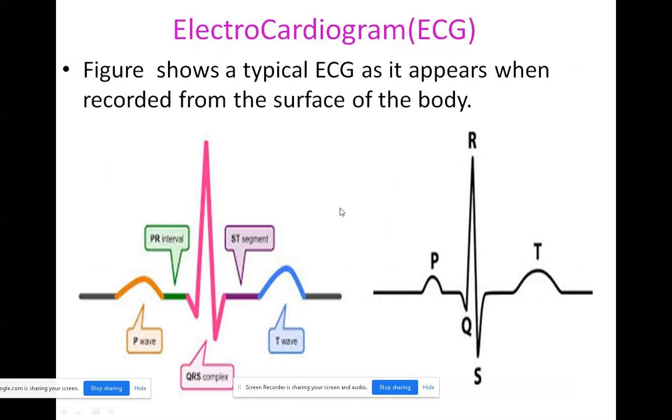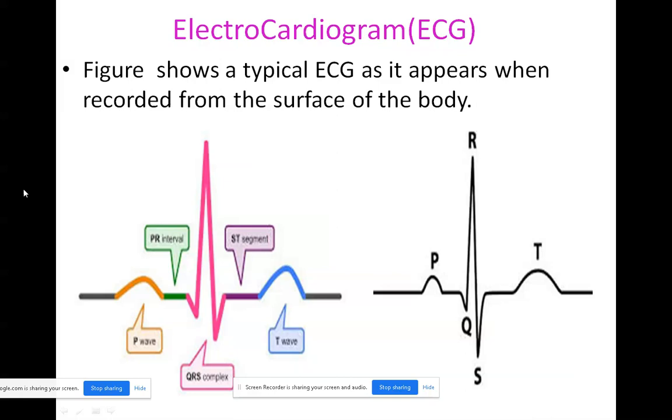So the ECG signal recorded from the surface of the body will look like this. This signal will be named P, and then here the low signal will be named Q, then the peak signal R, again a low signal S, and this small signal T. PQRST. This is the Q wave. The interval between P and Q will be the PR interval.